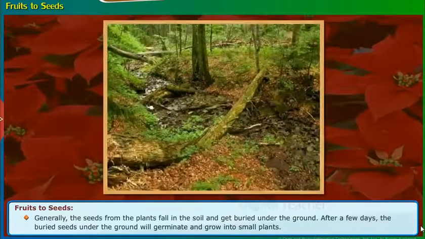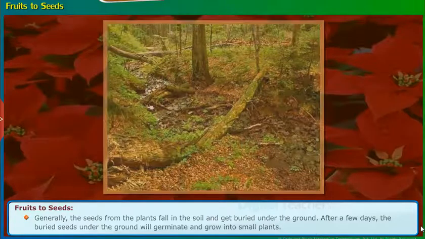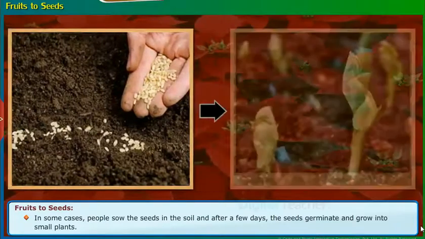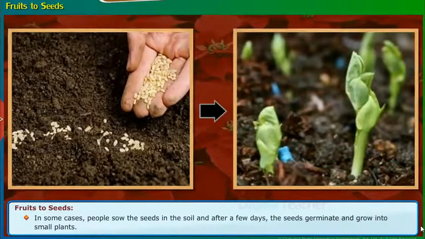Generally, the seeds from the plants fall in the soil and get buried under the ground. After a few days, the buried seeds under the ground will germinate and grow into small plants. In some cases, people sow the seeds in the soil, and after a few days, the seeds germinate and grow into small plants.